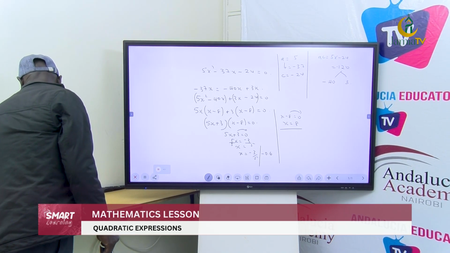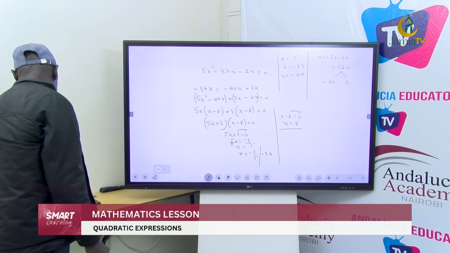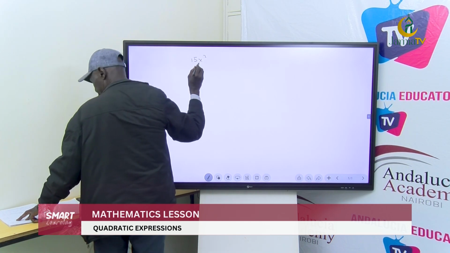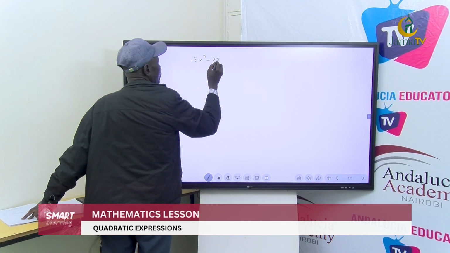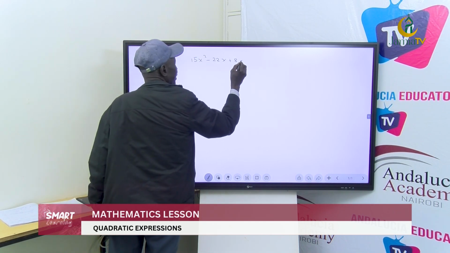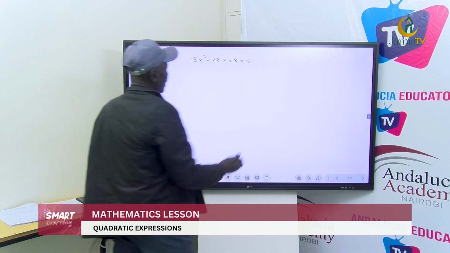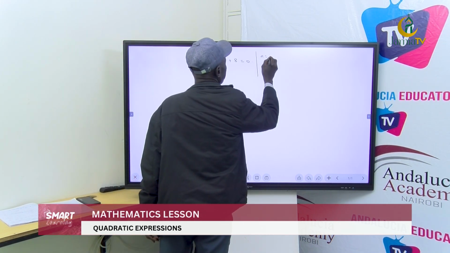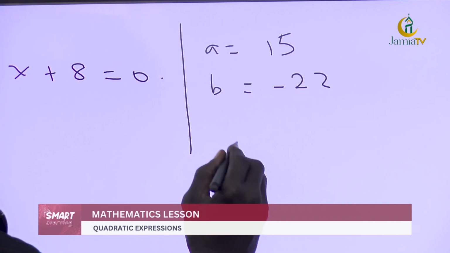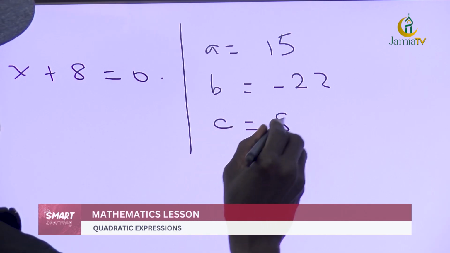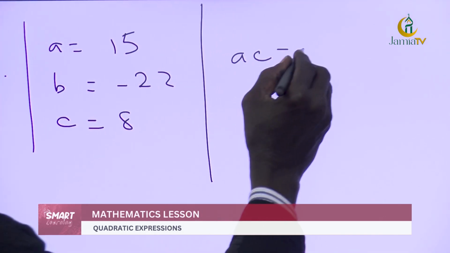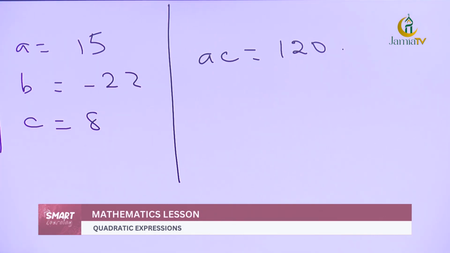Now, let's have one last example. 15x squared minus 22x plus 8 equals 0. Our A is 15, B equals negative 22, and C equals 8. Our AC is going to be equal to 120, 8 times 15.